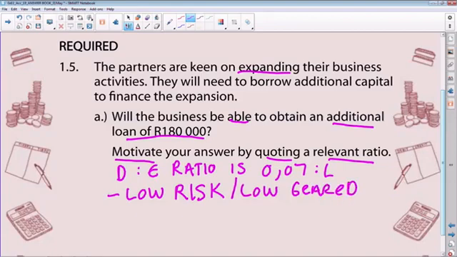Okay, now what do we mean by low geared? The business doesn't rely that much on borrowed capital, because if I had to read this ratio, for every 1 rand, okay, this should be a 1, guys, looks like an L, but it's actually a 1. For every 1 rand of own capital, the business relies on 7 cents of borrowed capital. In other words, they are low geared. Right, now based on this, the business will definitely qualify for an additional loan.